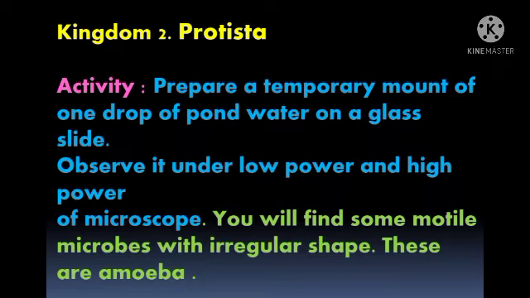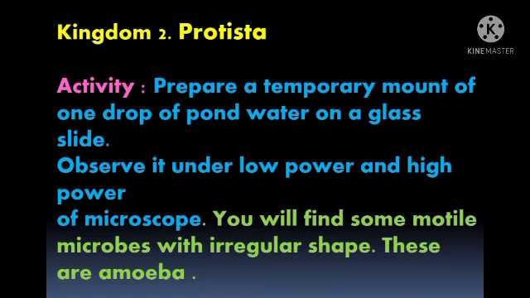Moving to the next kingdom, that is kingdom 2, Protista. Students, we had learned in a flowchart what protist means. Protists are single-celled eukaryotes, which are organisms with a nucleus. Now, there is an activity to see various organisms of kingdom Protista.